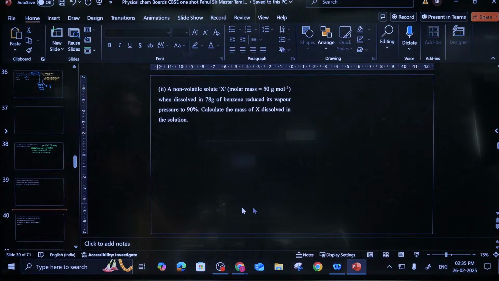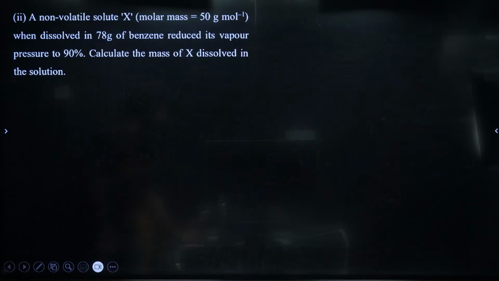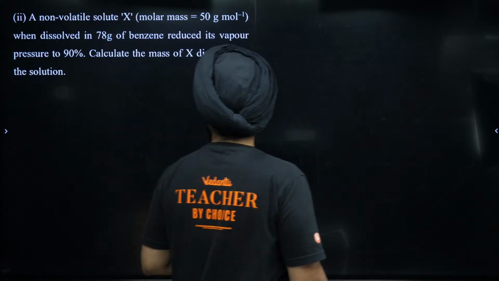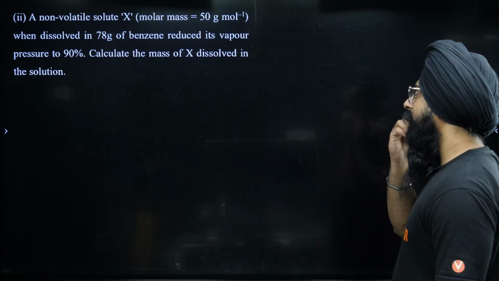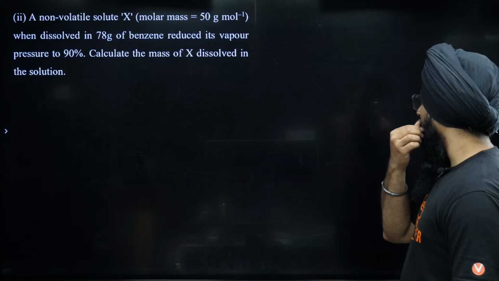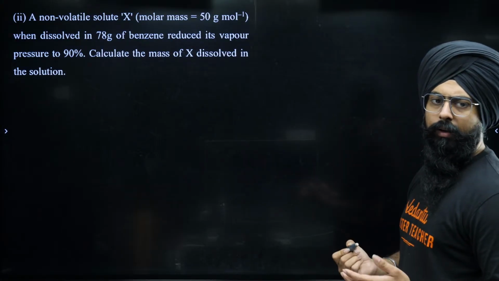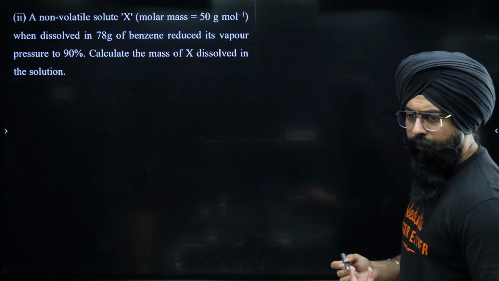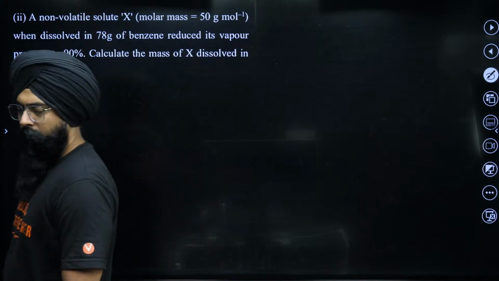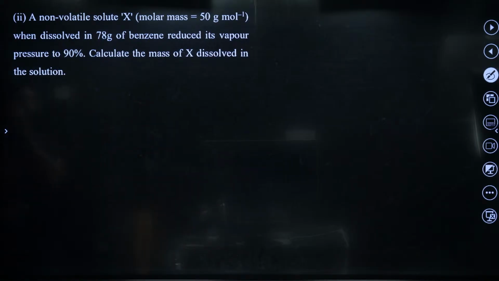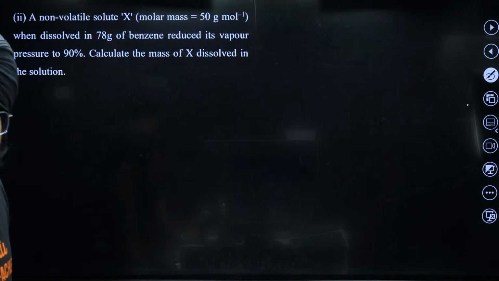Very nice. Next question. Mathematical question. A non-volatile solute X, molar mass 50, when dissolved in 78 grams of benzene, reduced its vapor pressure to 90%. Calculate the mass of X dissolved inside the solution. You can either do formula or you can do logic.